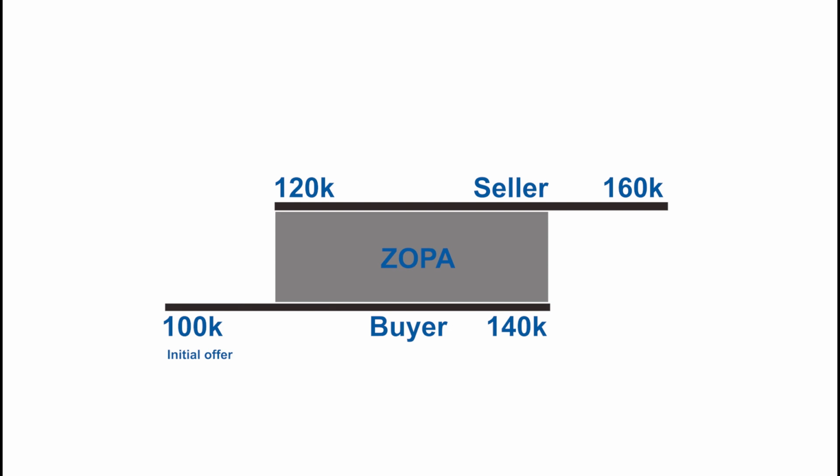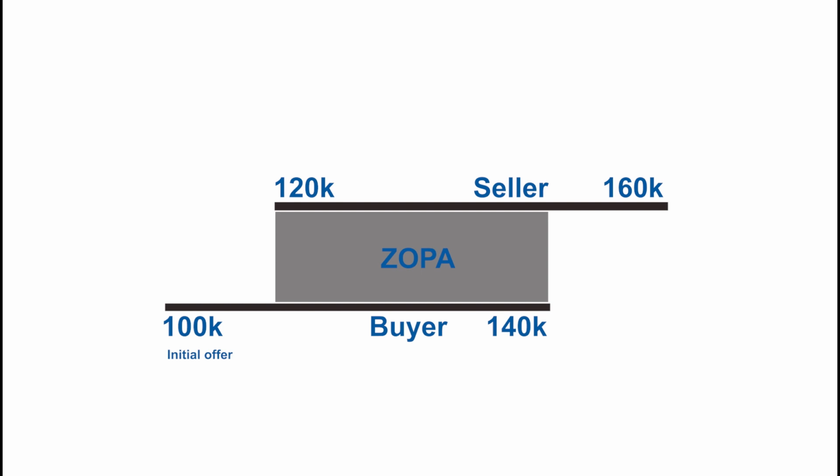I've named it ZOPA, the zone of possible agreement. It is between 120,000 and 140,000. ZOPA exists when the buyer's maximum acceptable price is greater than the seller's minimum accepted price.